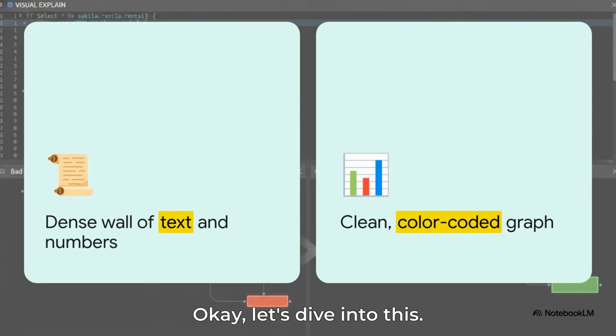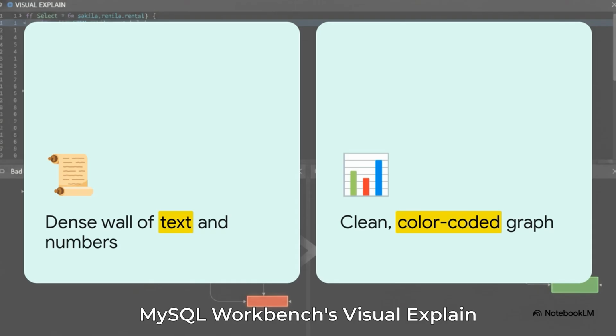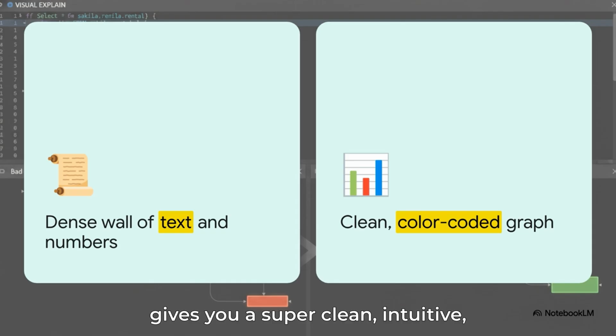Okay, let's dive into this. Look at the stark contrast here. Instead of a jarring, dense wall of text, MySQL Workbench's Visual Explain gives you a super clean, intuitive, directed acyclic graph, or DAG for short. It takes that exact same complex JSON output, which actually contains all the detailed cost estimates from the MySQL optimizer, and it magically transforms it into a beautiful flowchart. This shows you the exact data flow and exactly where the heavy lifting is happening. It is an absolute game changer for your optimization workflow.